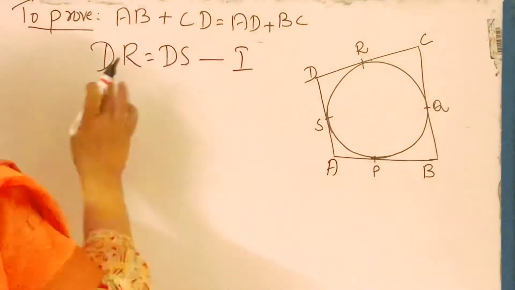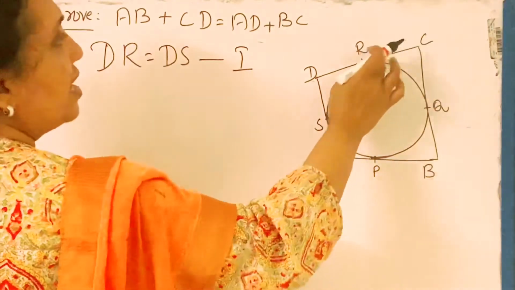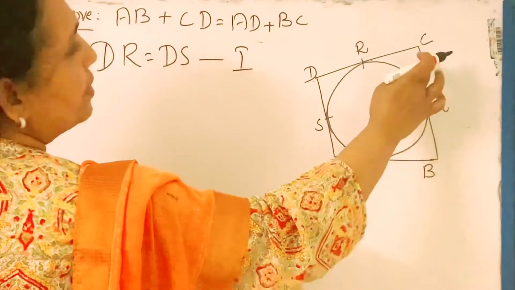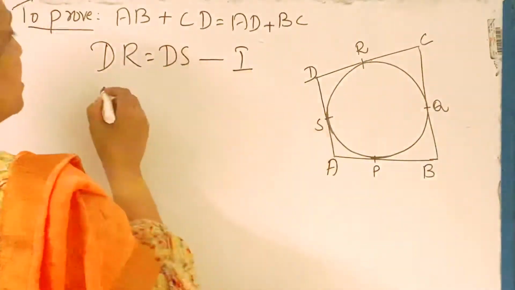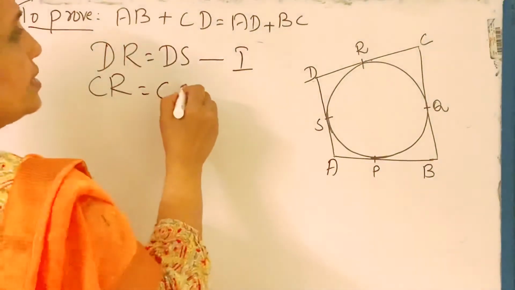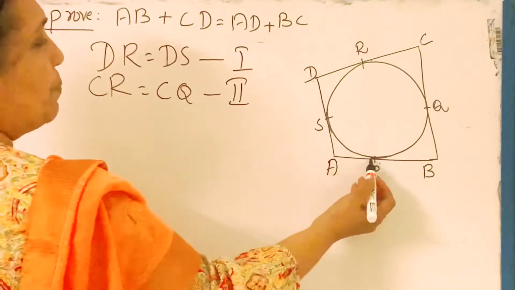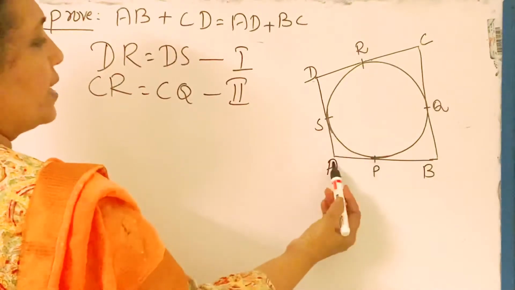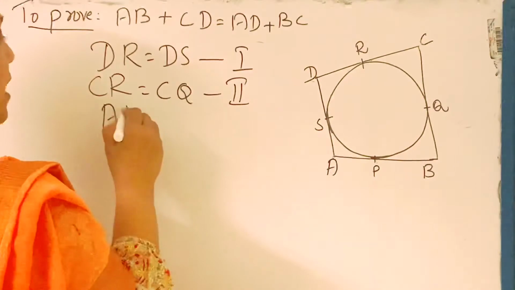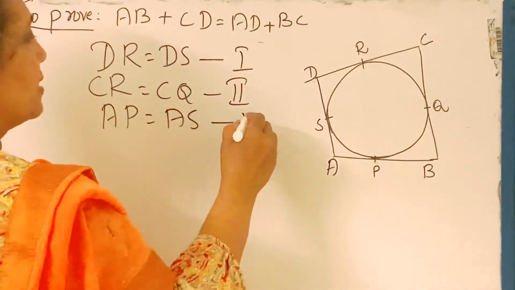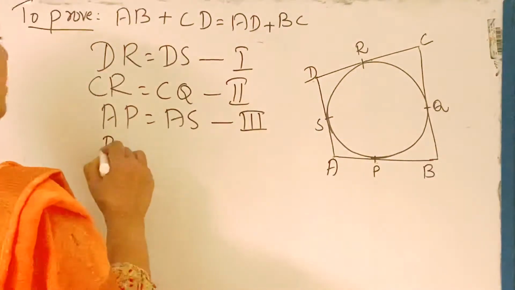Okay, so we can say that DR is equal to DS. Similarly, we can write CR is equal to CQ because from the external point C, CR and CQ are two tangents. Same reason. Then AP and AS are equal. Look at the figure. AP is equal to AS. Same reason. Then BP is equal to BQ.